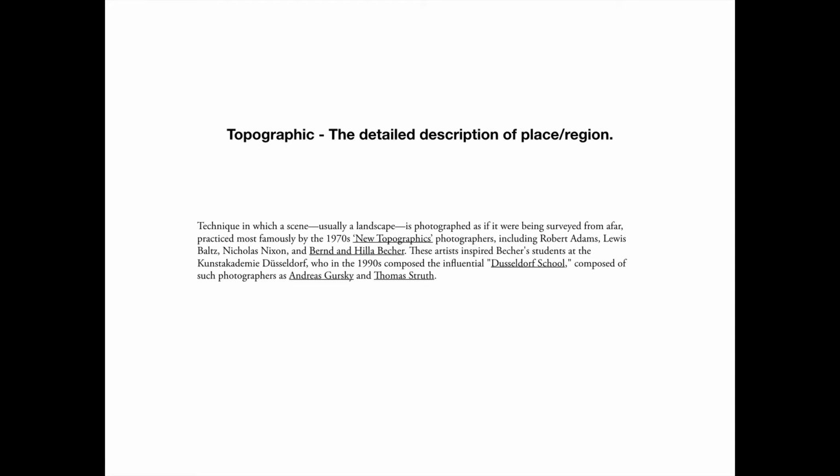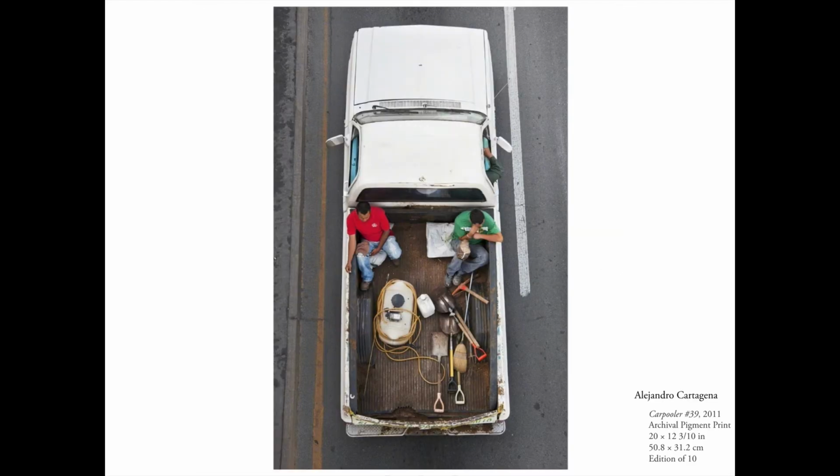Now, topographic, the detailed description of place or region. So back in the 70s, there was a movement called the New Topographics. And Robert Adams and Lewis Baltz, Nicholas Nixon, Bernd and Hilla Becher, all photographed in this style. So it was basically the outskirts, or what was growing up as these towns. So Denver is what Robert Adams photographed, as it was just sprawling and growing. One of my favorite series of all time. Andreas Gursky, who we've looked at. Thomas Struth we have not looked at, but take a look at their work. Quite complex.